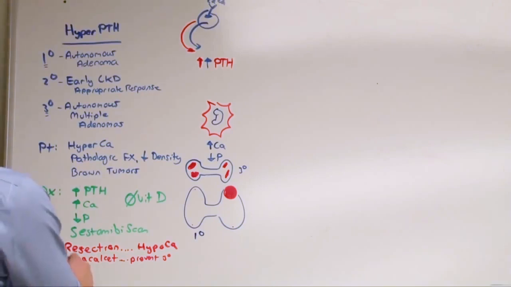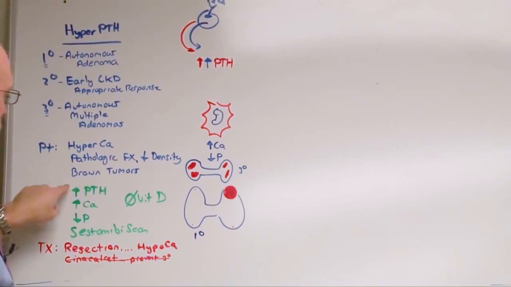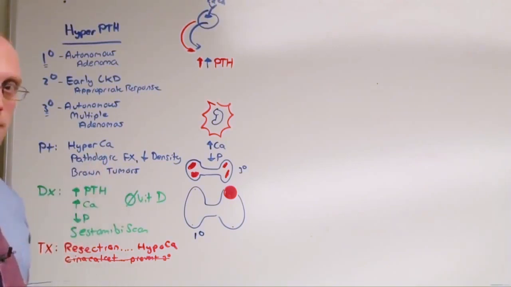Don't worry so much about this. Pay attention in this lecture to the difference between primary and tertiary, and recognizing that hyperparathyroidism is going to be made on a diagnosis with an increase in parathyroid hormone, an increased calcium, and a decreased phos. You don't need vitamin D.